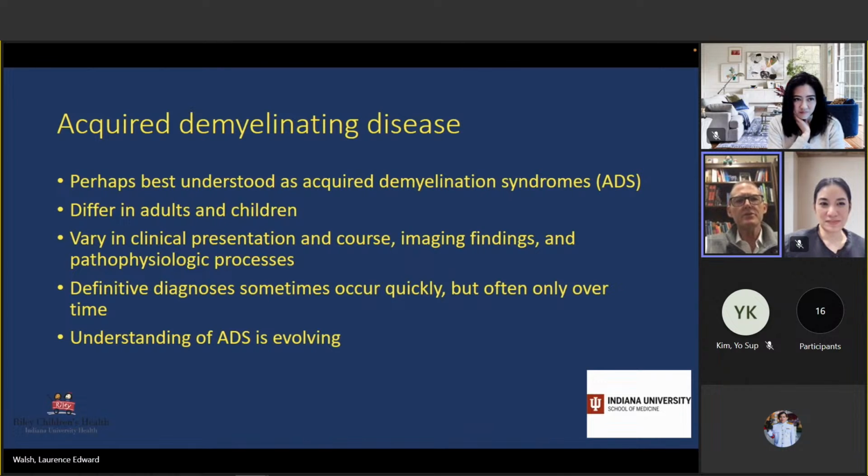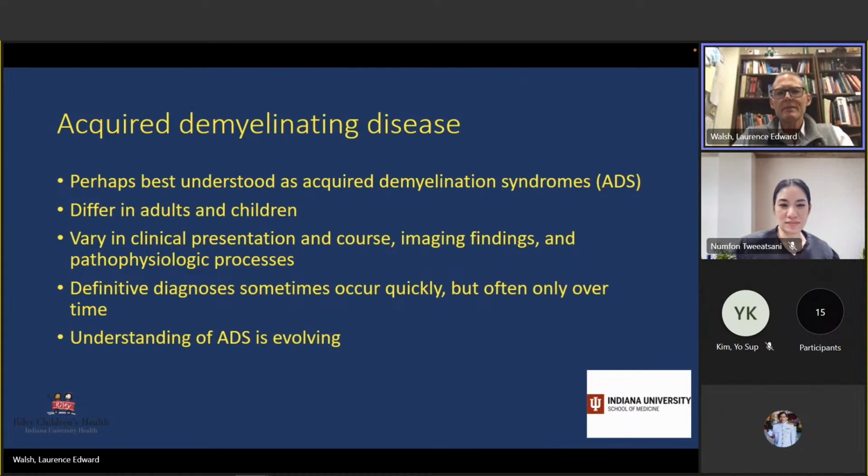These differ in adults and children. They vary in the clinical presentation and what happens to the children. They differ in the imaging findings and the pathophysiologic processes Dr. Wu pointed out so eloquently. Sometimes we can make the diagnosis right off the bat, at the first presentation, but often it takes us longer, months, and sometimes even years, to know what we're dealing with.